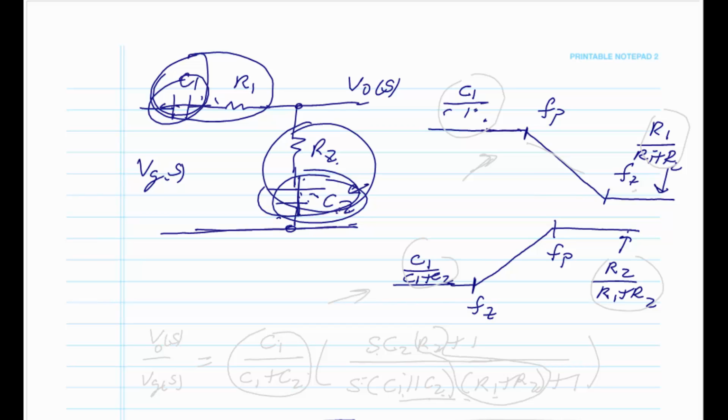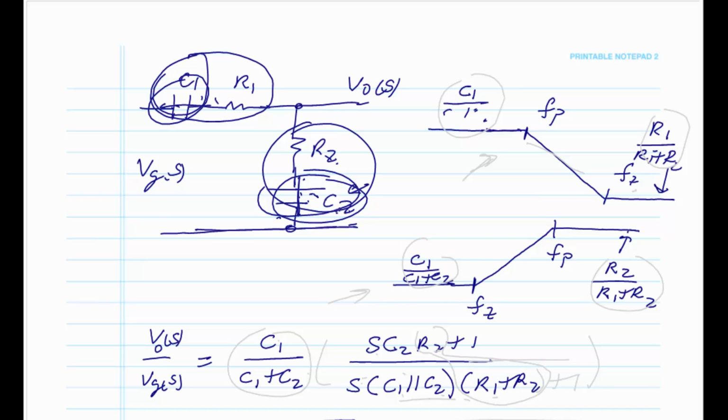So therefore, looking at the plot, you could see that the output over the input transfer function is going to be that gain term, like the K before, C1 over C1 plus C2, and then you're going to have your S C2 R2 plus 1 over your S times C1 parallel C2 times R1 plus R2 plus 1. And that's your transfer function.